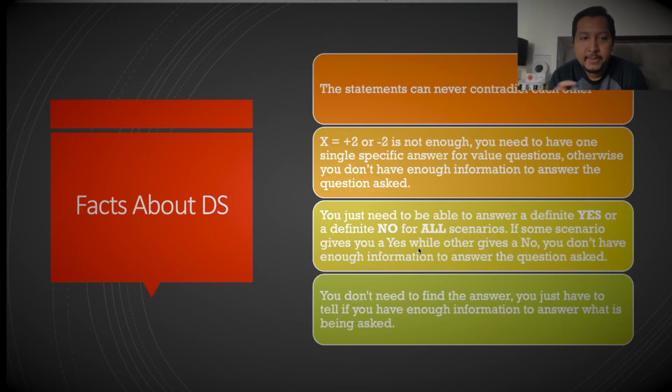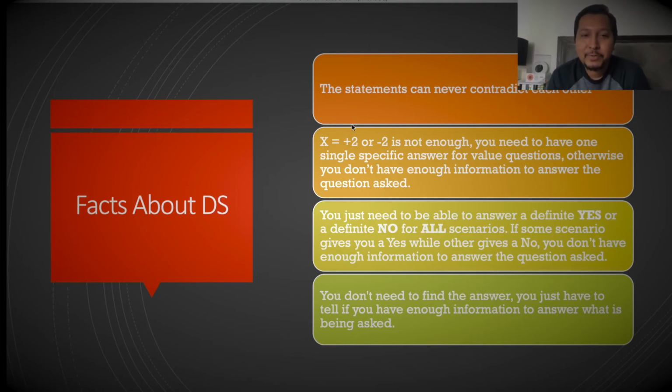Finally, I tried to keep this video short, but I'll end with these facts about data sufficiency questions, which will give you some more insight about how to solve them. You have to remember the statements can never contradict each other. So you'll never find a scenario where statement 1 says x equals 2, and then statement 2 says x equals 5. Both statements will always support each other, or I should say they can never contradict each other. If it ever contradicts, that means you have done something wrong.